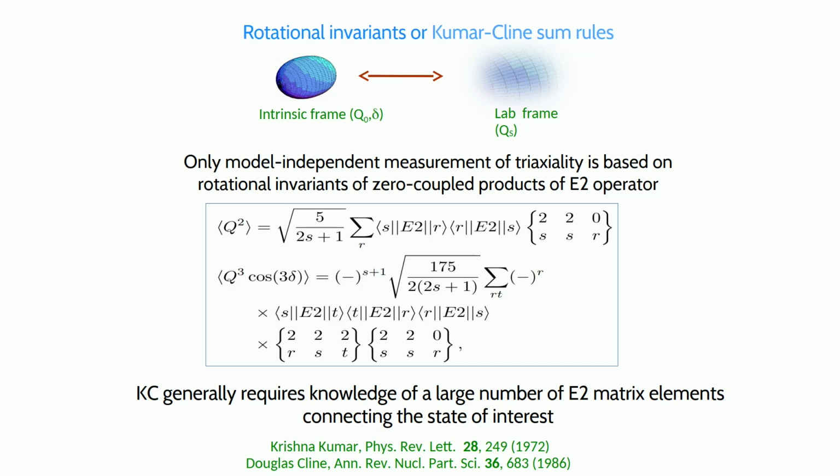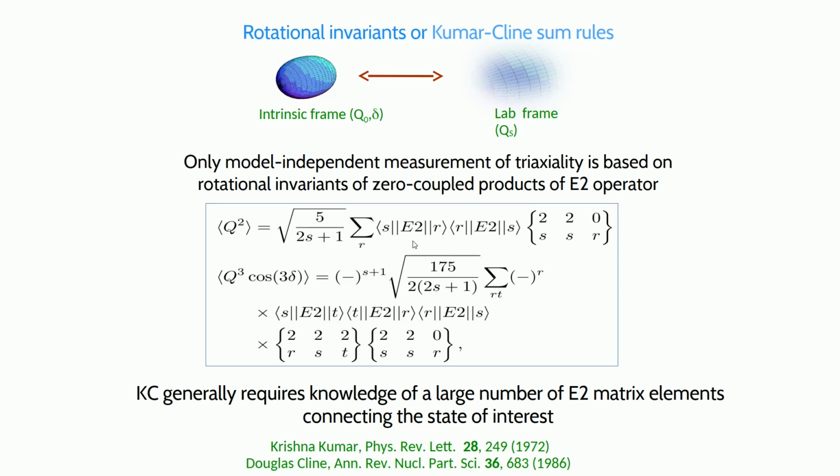So there's only one way, as was mentioned briefly by Benjamin before: the Kumar-Klein sum rules of rotational invariance, where you can actually define the shape of the nucleus in the intrinsic frame, both quadrupole and triaxiality. What we measure, what I showed you before, is just the shape of the nucleus, or the charge distribution, in the laboratory frame, which is like a fuzzy shape. Only through rotational invariance can you actually get the right shape of the nucleus experimentally in our low energy nuclear physics.